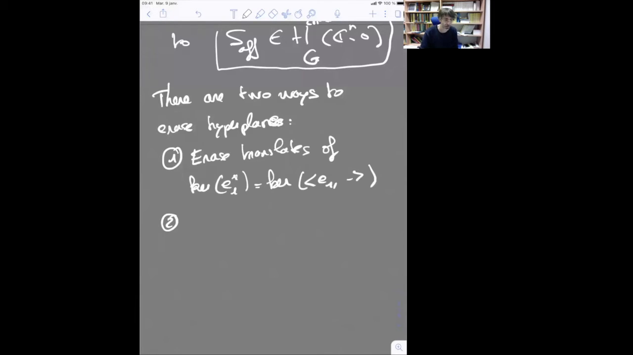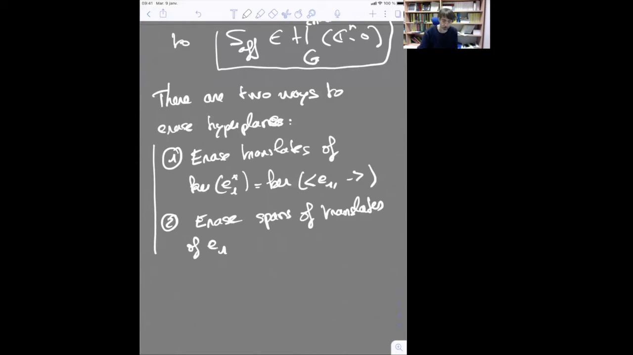And another thing you can do is erase spans of translates of a fixed vector. You take a bunch of elements in G, and you consider the span of e1 translated by this bunch of elements. Of course, you have to take fewer than n elements, I mean, you cannot take linearly independent elements if there are more than n. But I will explain this. So that's the other way to erase translates.